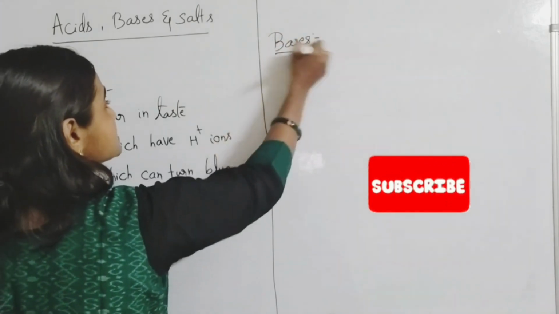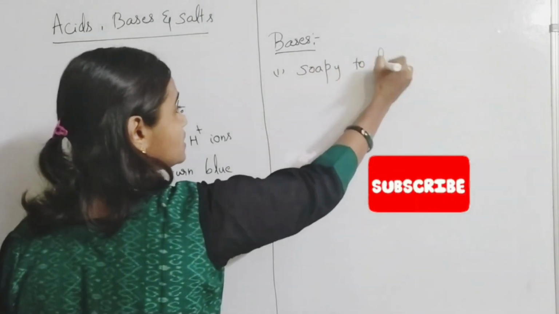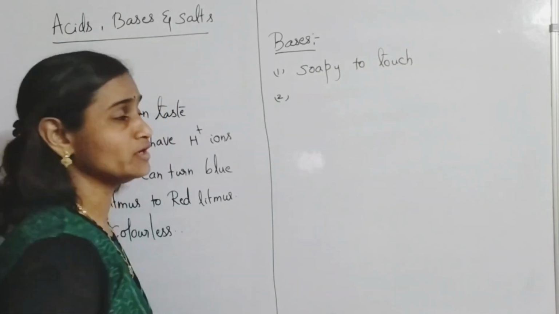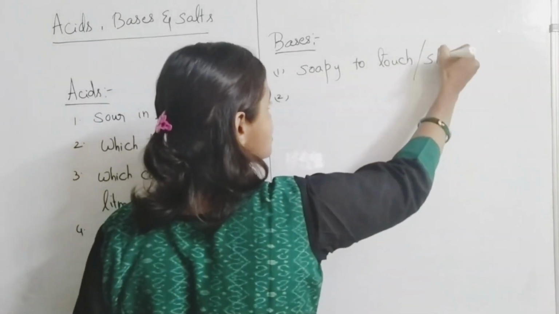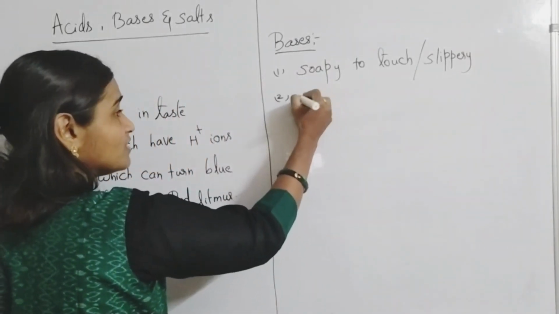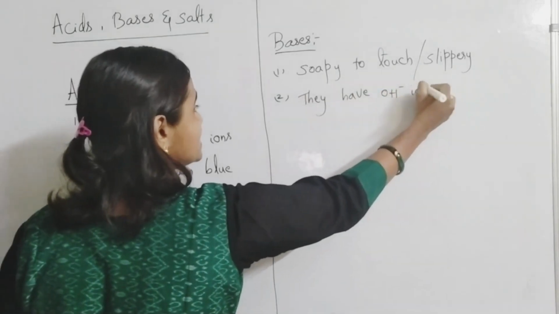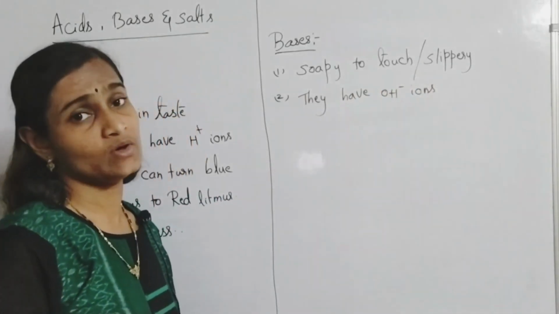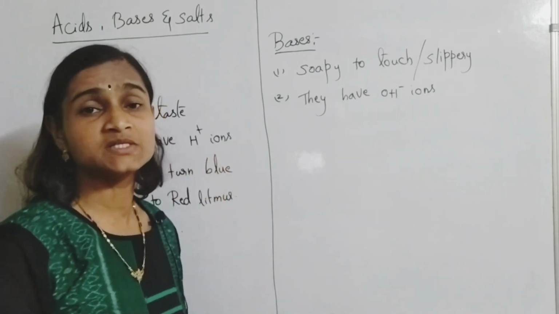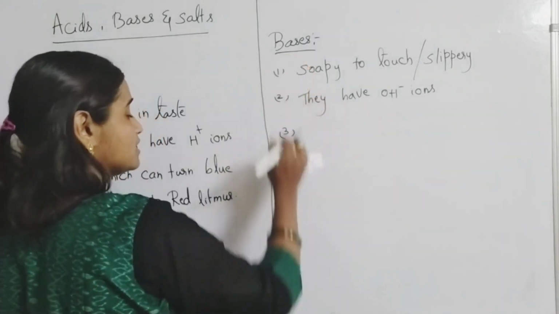And what are bases? Bases are the substances which are soapy to touch or slippery in nature. Soapy or slippery, anything, same only. Bases have OH minus ions present in them. OH minus ions means hydroxyl ions. H plus ions means hydrogen ions and OH minus ions means hydroxyl ions. Substances with OH minus ions are termed as bases.